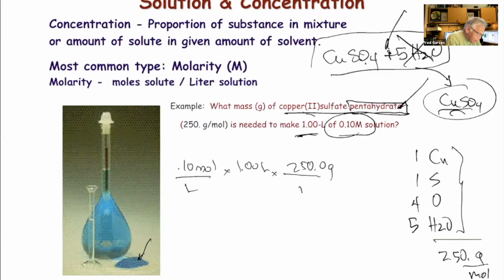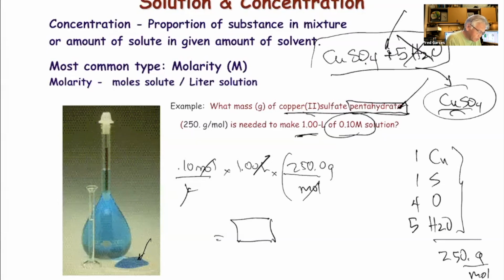It's 250.0 grams per mole. The moles will cancel, the liters will cancel, and now we can figure out what mass of copper sulfate we need in order to put in a 1 liter volumetric flask so that our solution is 0.10 molar. Okay? Dimensional analysis is always your friend in chemistry. Make sure you remember how to use that. So that's the calculation that you would use in this particular case.